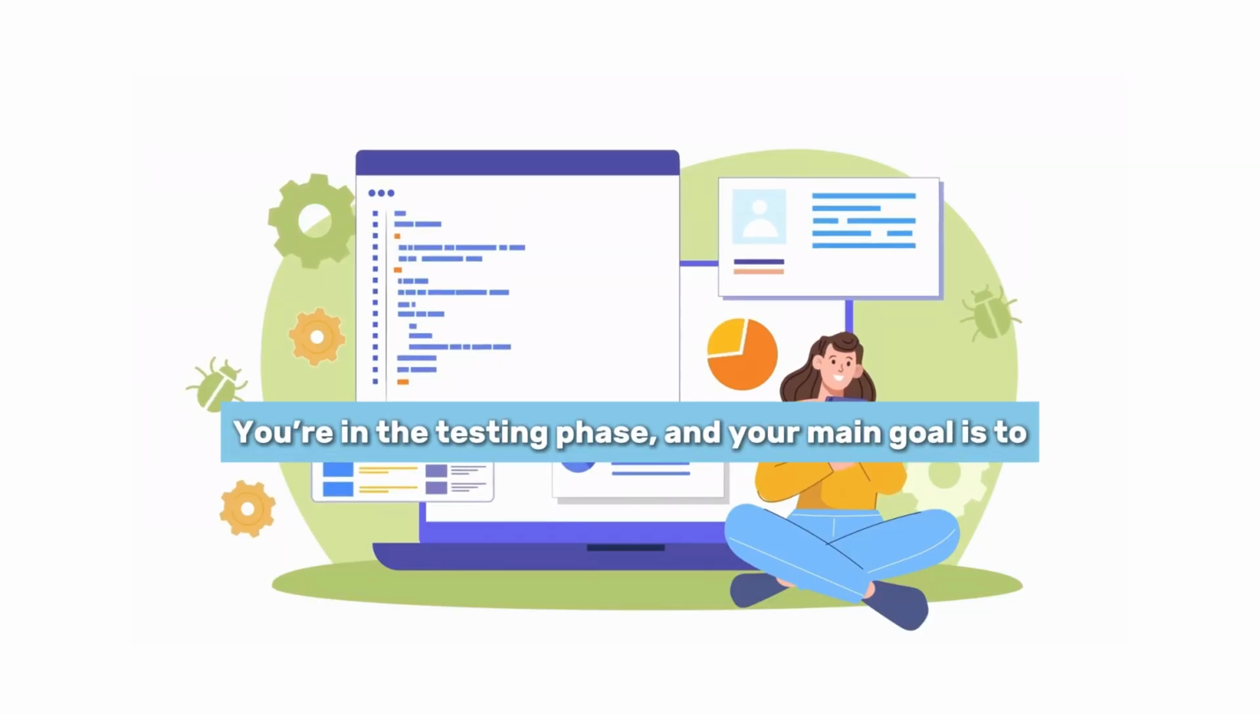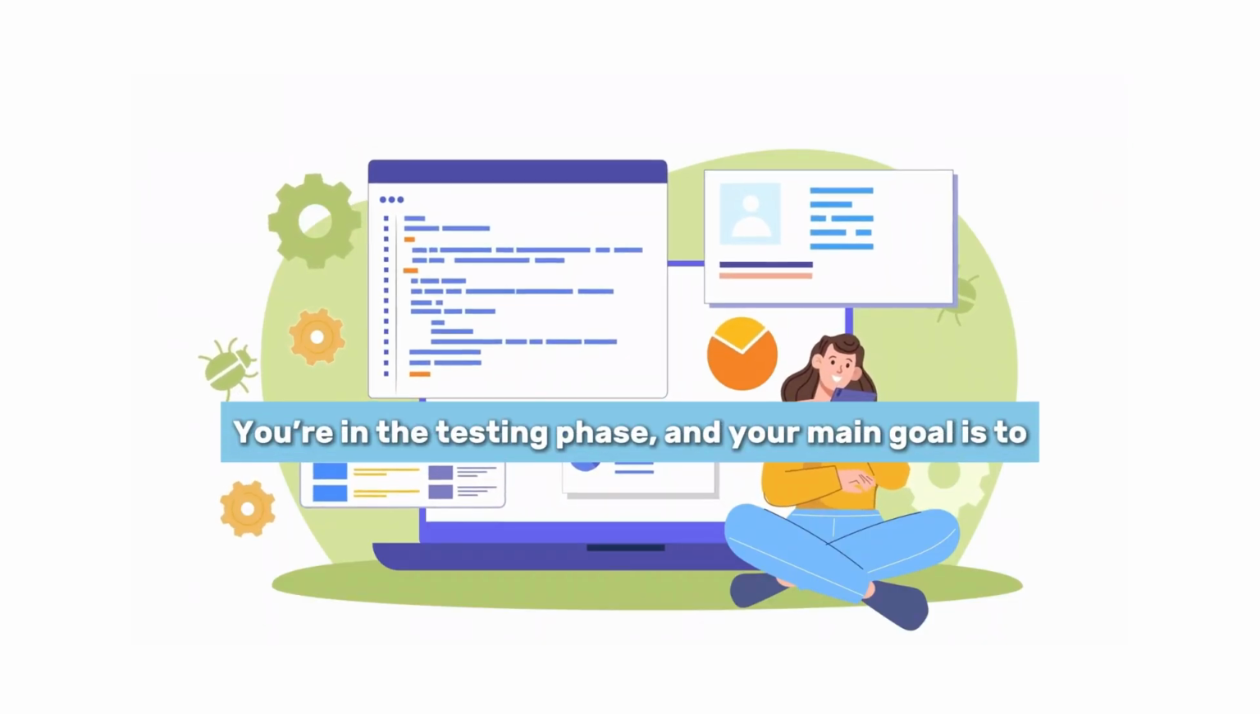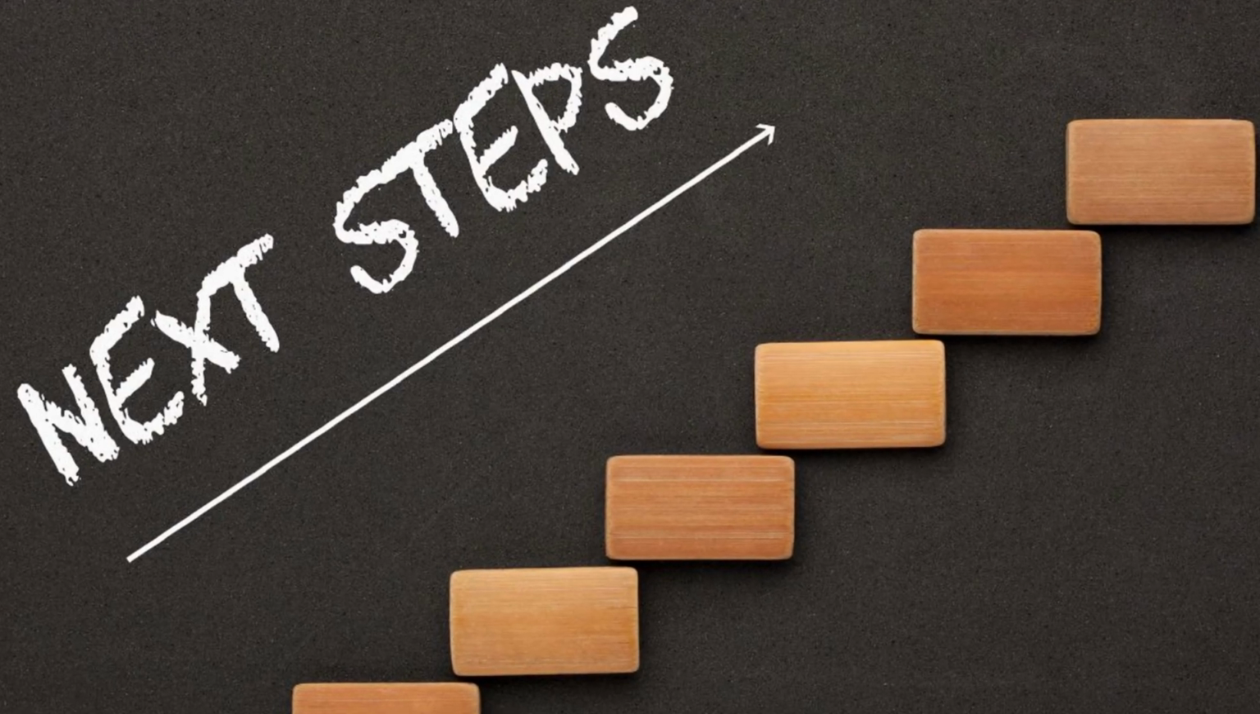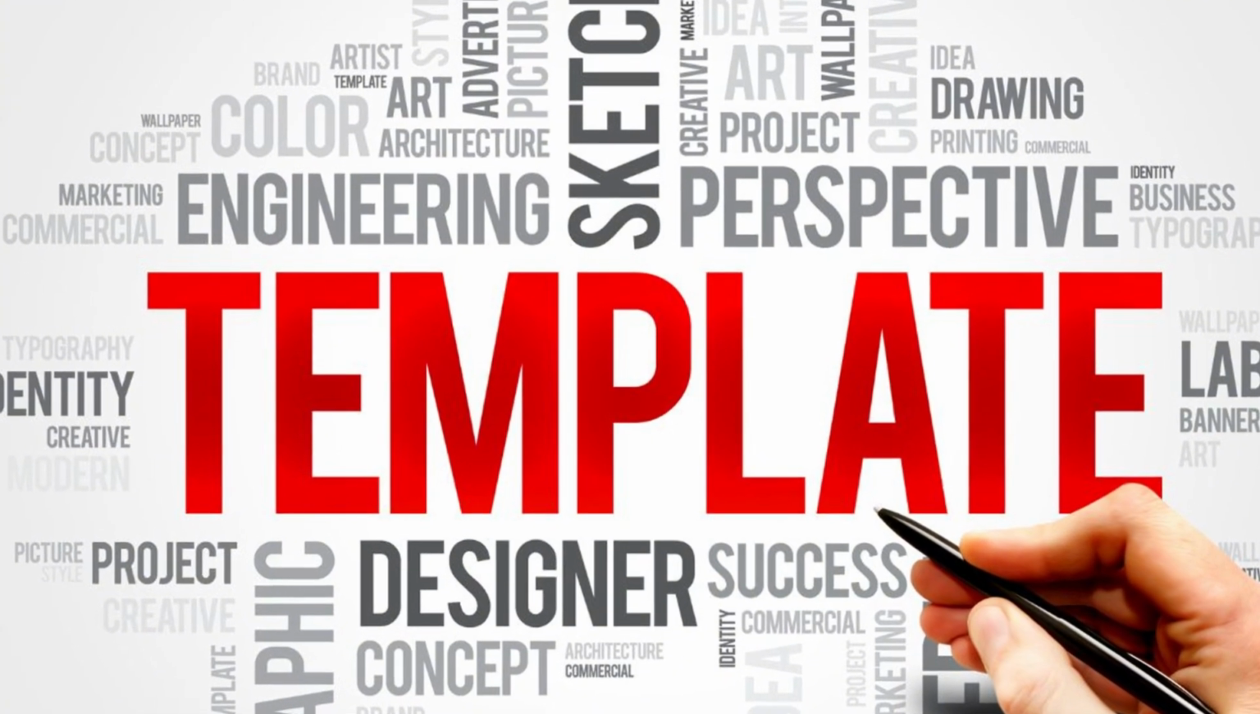So here you'll be in the testing phase, and your main goal is to validate that your audience actually wants it. So to do this, focus on repurposing existing blog content, but just add a little bit of extra value to it. So you want to dive deeper into the topics, share step-by-step instructions, include templates or tools to make it even more actionable for the user. And once you have your ebook ready, what exactly are the next steps?